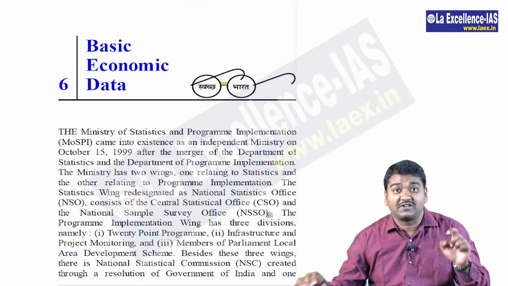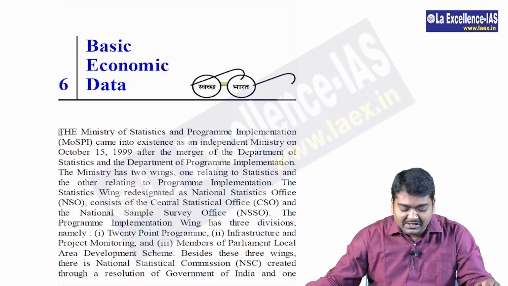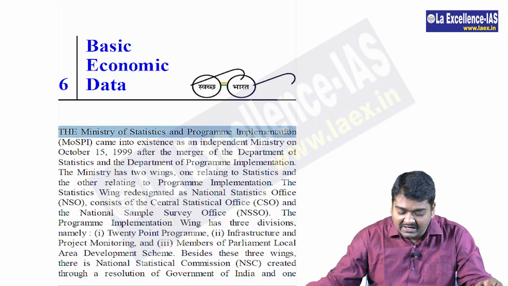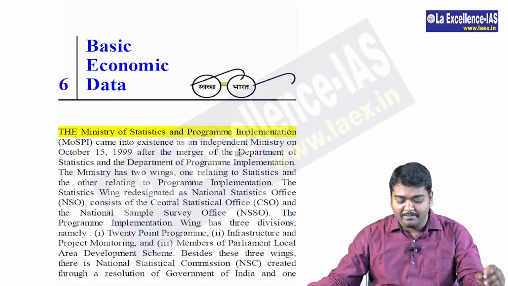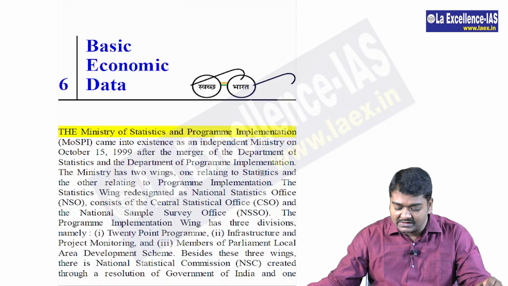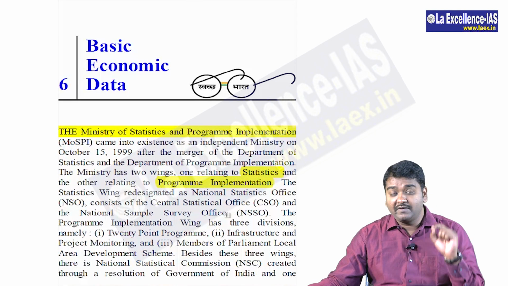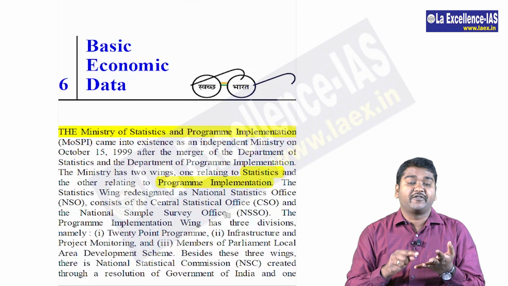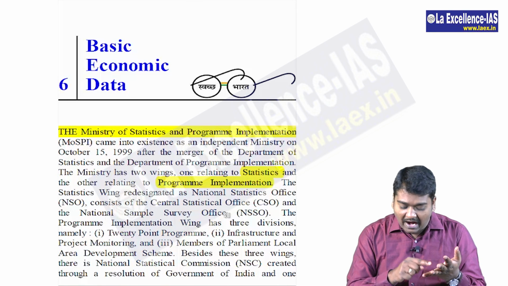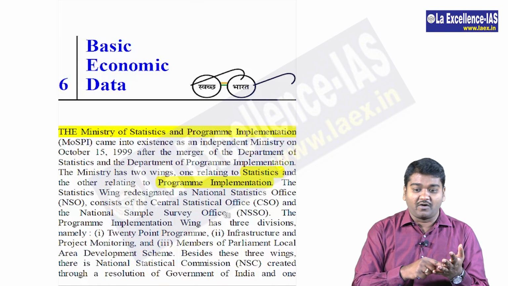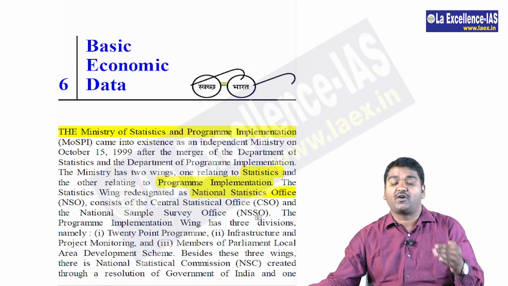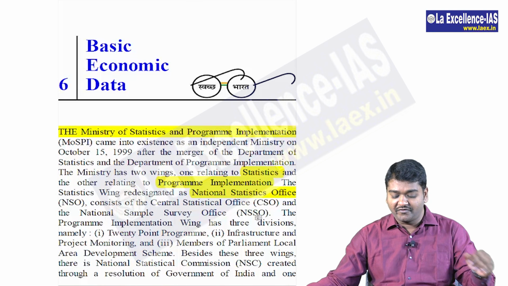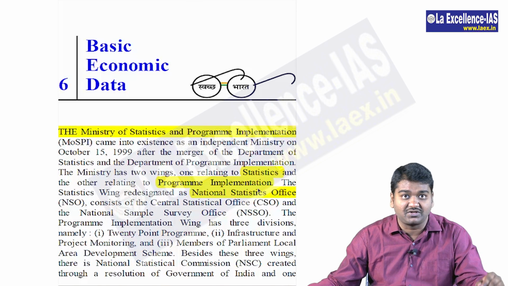One is actually with respect to the ministry itself. Which is the ministry which is actually involved in giving this data? It is the Ministry of Statistics and Program Implementation. This has two departments. One is focusing on statistics and the other one is actually focusing on program implementation. When we talk about the statistics, you might have heard of Central Statistical Organization and National Sample Survey Office. These two have been redesignated as National Statistics Office. Right? So it's very important for us to consider these two factual information.